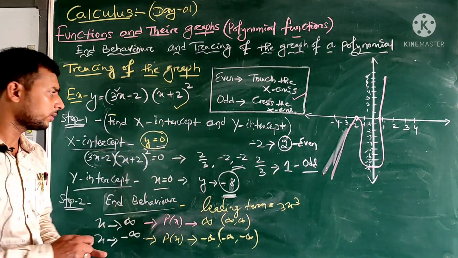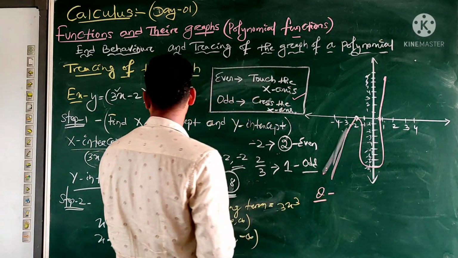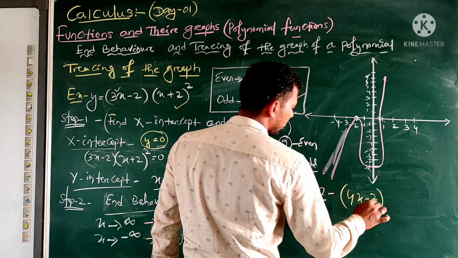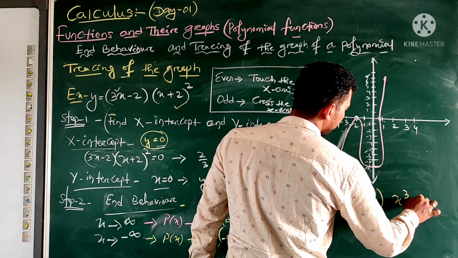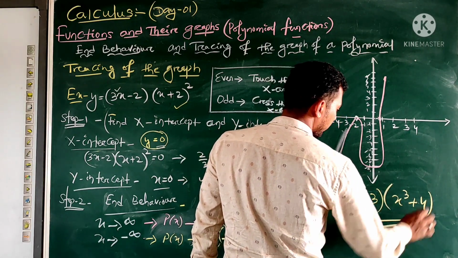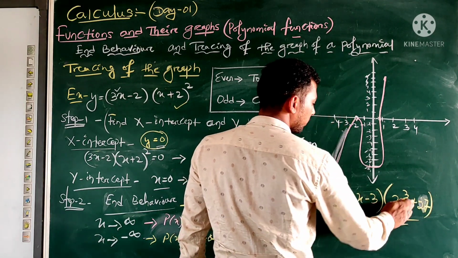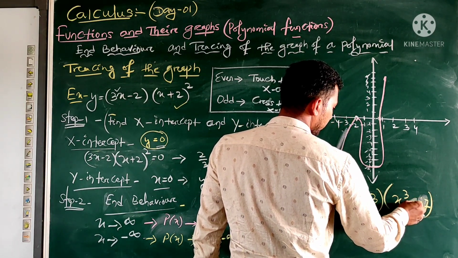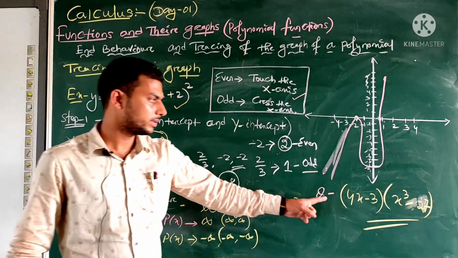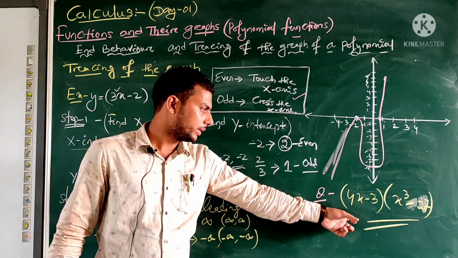There is a question for all of you, you can try this question as homework. They can try 4x minus 3 into x cube minus 27. So go for its graph.